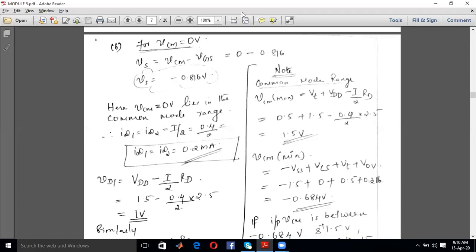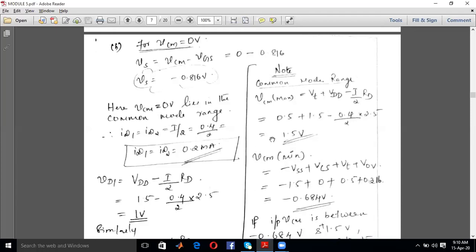So to find the range, first of all we'll be finding the maximum value. You know the equation for maximum value. VCM max is given by VT plus VDD minus I by 2 RD. So these two equations you already got from the previous discussions. That is, yesterday's class or day before yesterday's class, we have already derived the maximum and minimum conditions of common mode range. So that equation you can directly take from the derivation and substitute all these essential parameters which were already given. So you find out that VCM max is 1.5 and VCM min is minus 0.684.